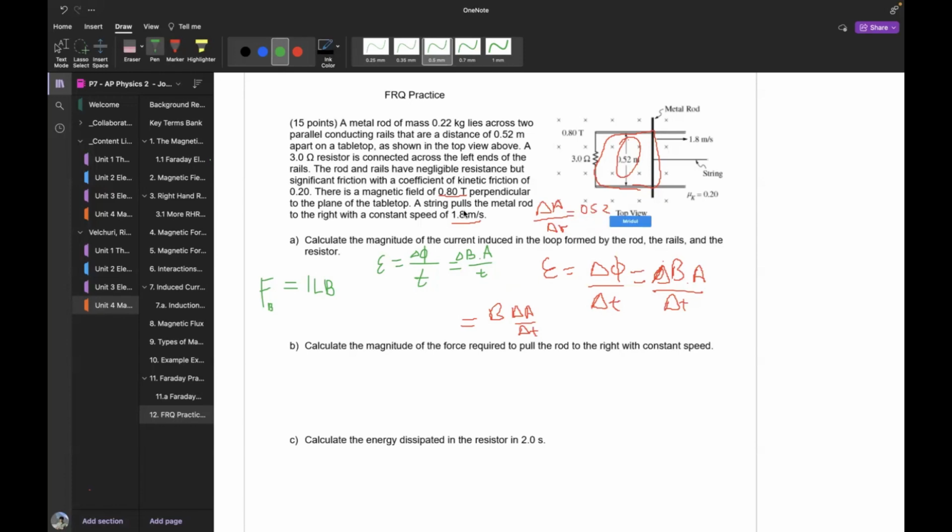So delta area upon delta T will be 0.52 into 1.8. This can be written as 0.8 into 0.52 into 1.8. So this is the EMF generated in volts.